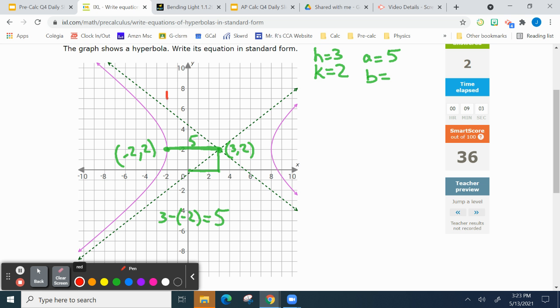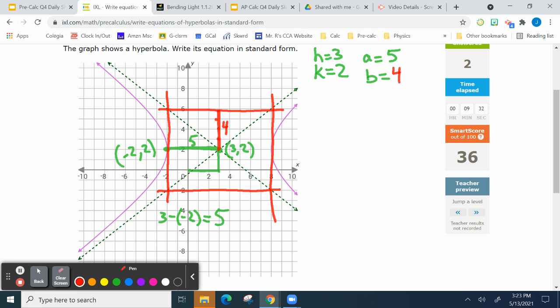So we're going to draw this line like that, and like that, and like that, and like that. And now we're looking for our b, which is this right there. So b, and I will just count this one, 1, 2, 3, 4. So b equals 4, and now we have everything we need, right?